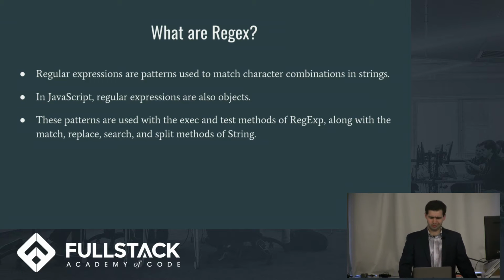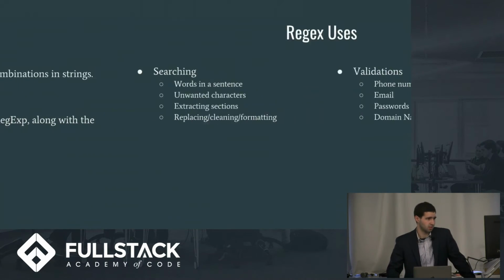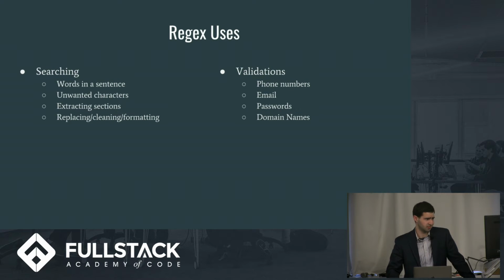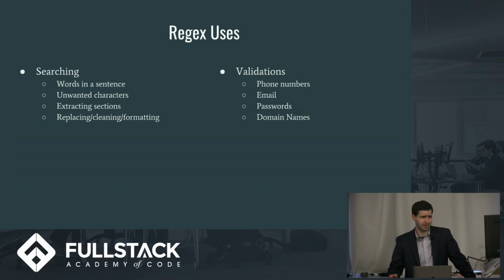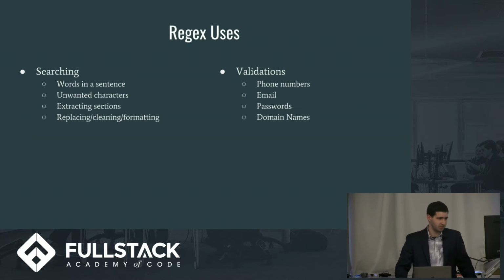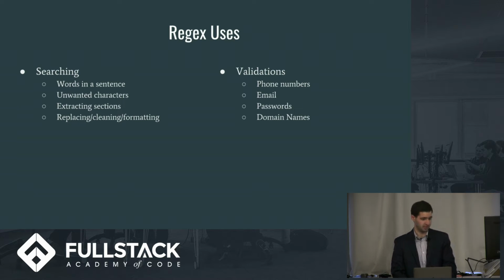So what are some common uses? Well, common uses are searching and validation. For searching, we can find words in a sentence and replace different characters. For validation, it's very useful if you want to validate a phone number, email, or password. All right, this stuff all seems pretty basic. None of that seems very helpful in terms of actually implementing one. So let's just do some live coding and see how it goes.